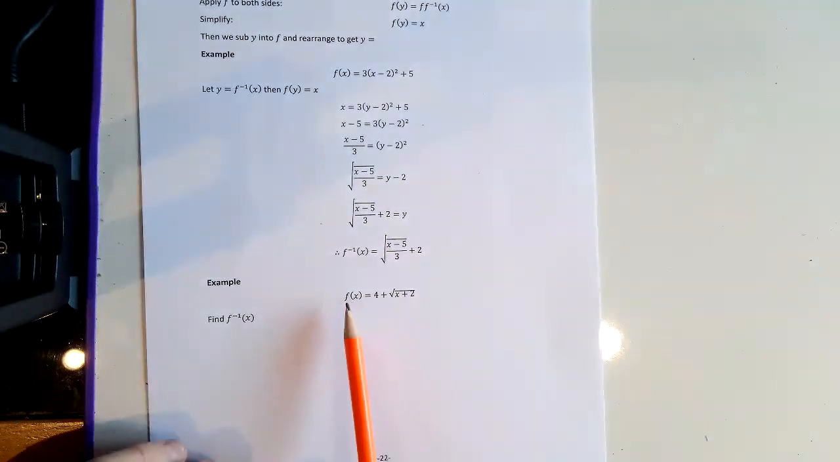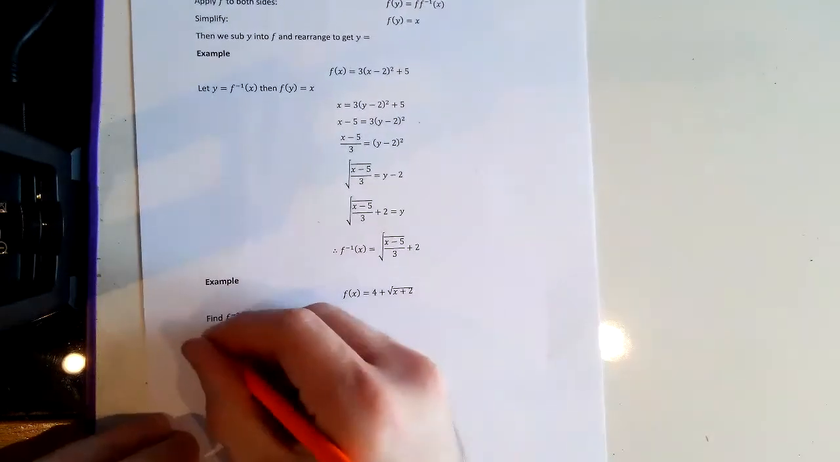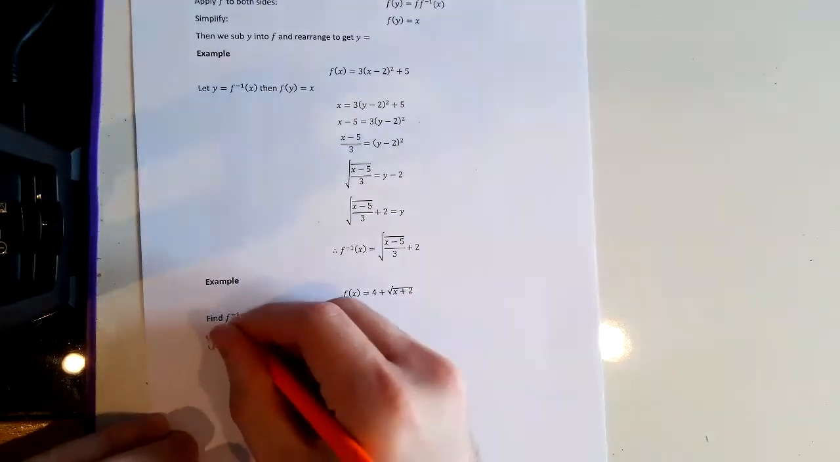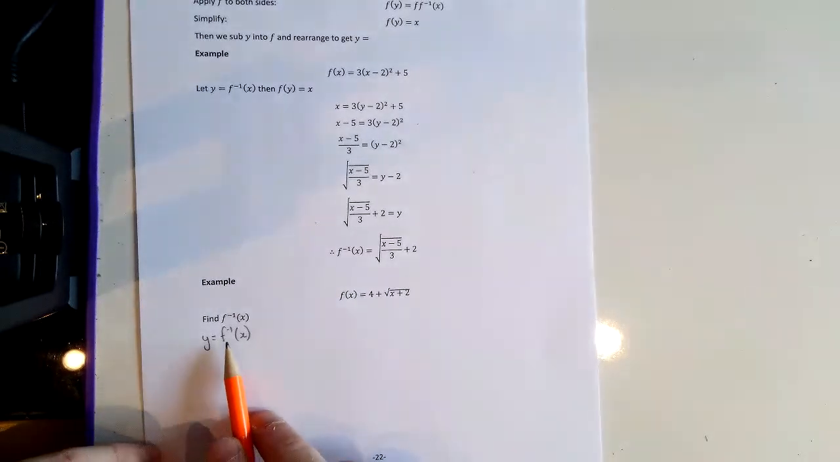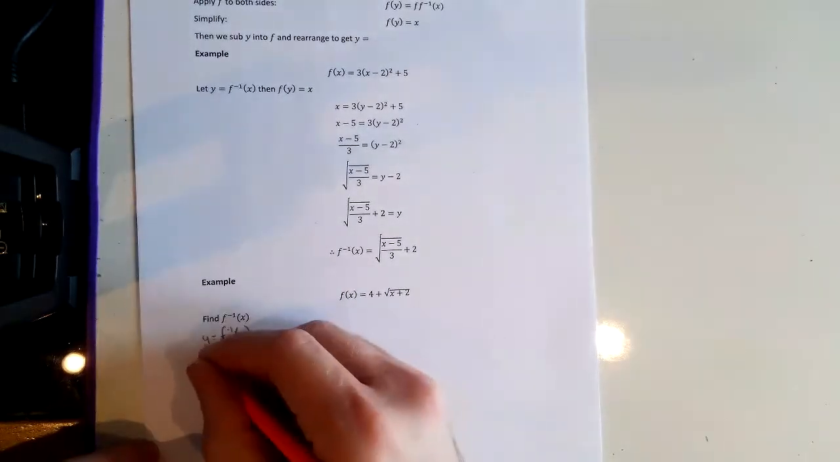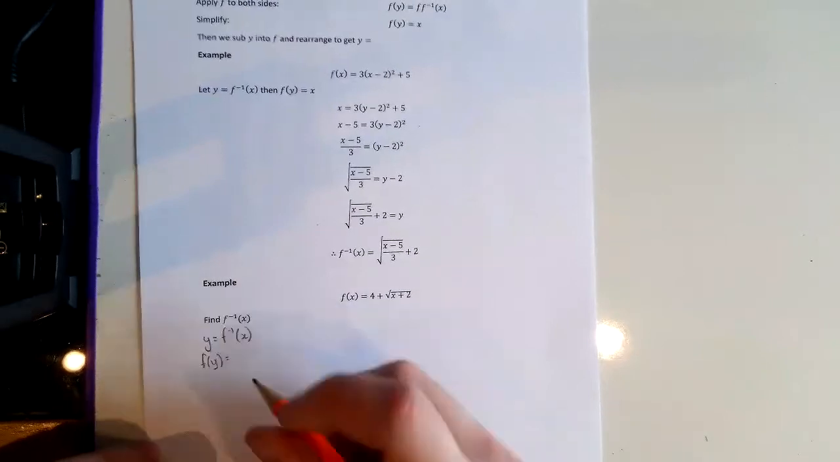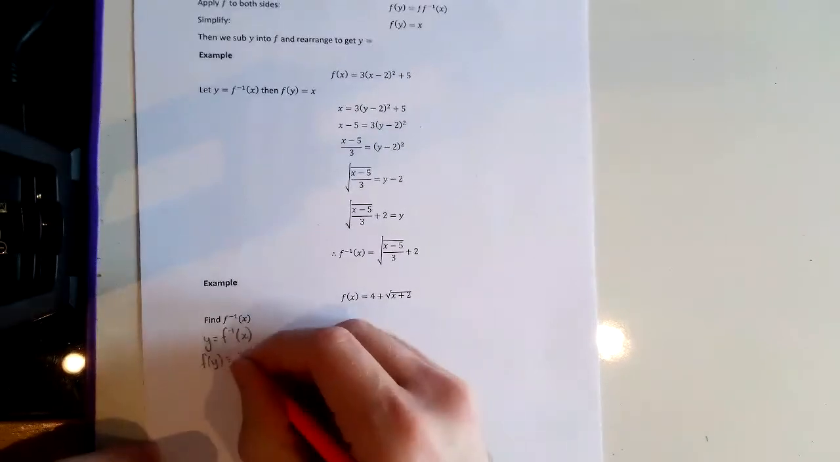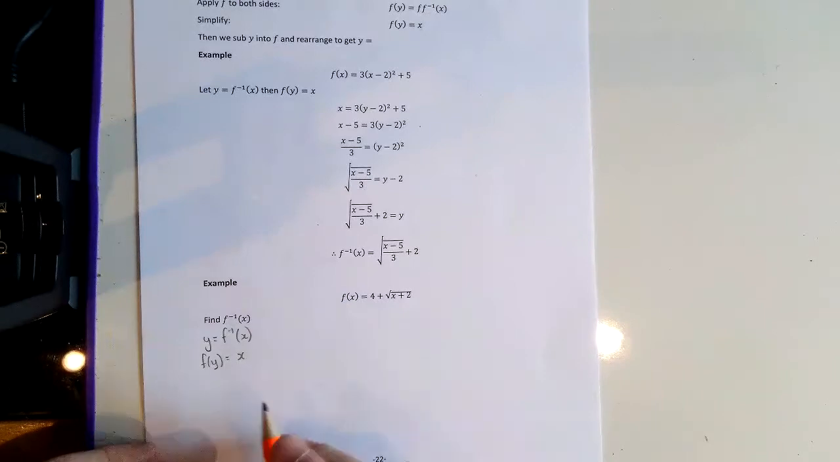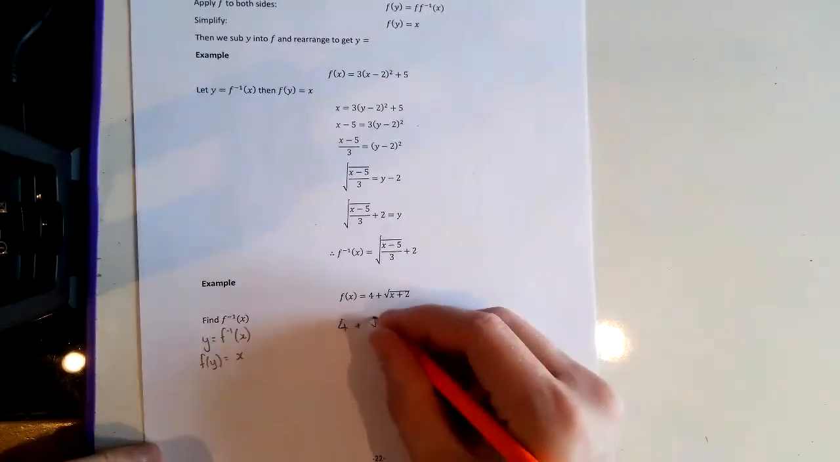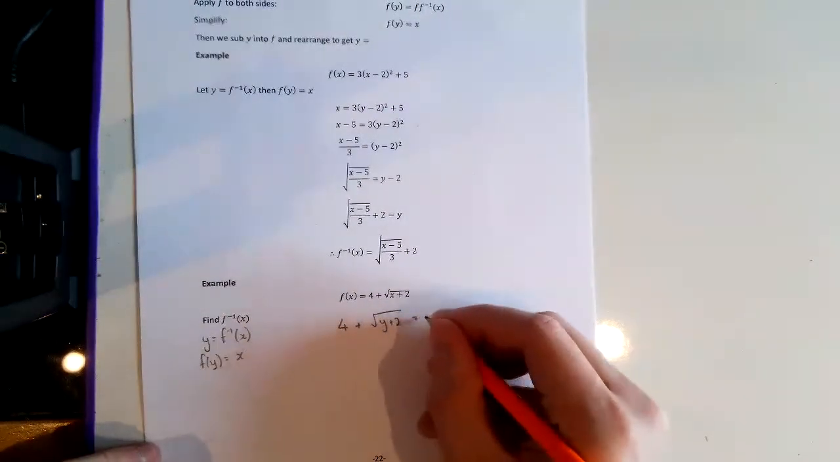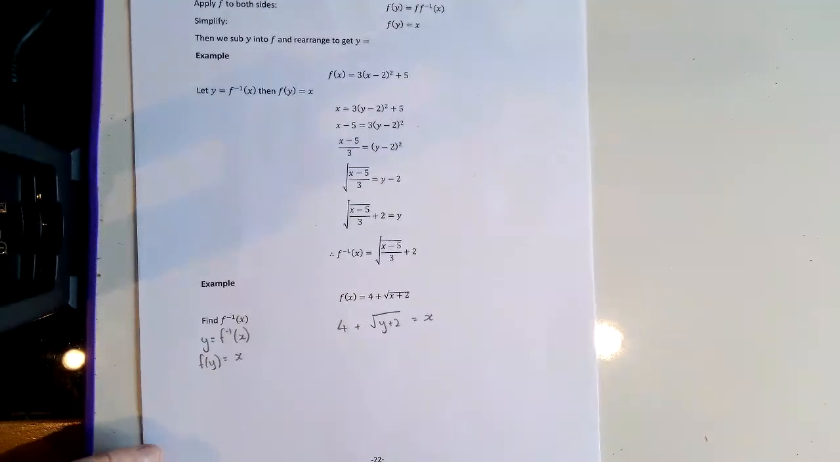So here's the function. So the trick is always we call the inverse y, and I'm only choosing y because it links with graphs. You can choose any letter you want really. So y equals f inverse x. So I do f of both sides. So I get f of y equals, well, that will just turn to x because f and f inverse cancel. So then I sub in y into f. So I get 4 add root y add 2 equals x. And then I rearrange to get y equals.